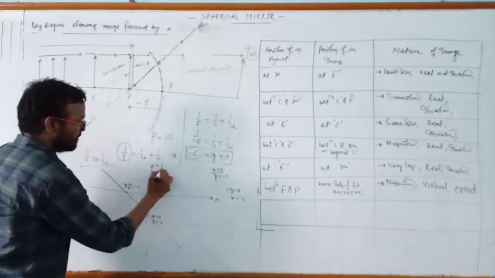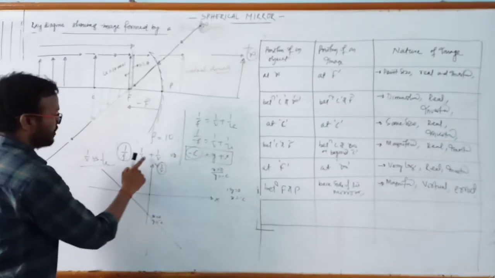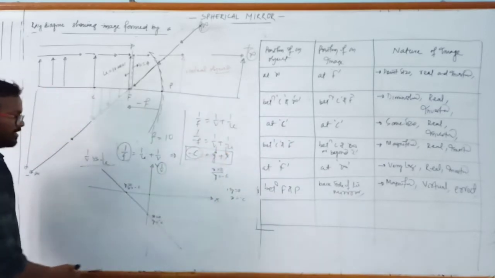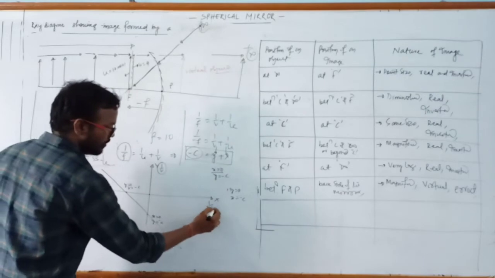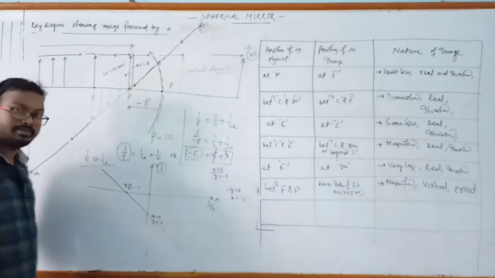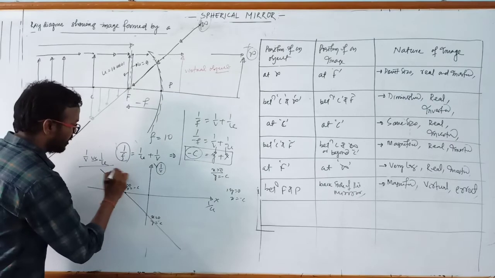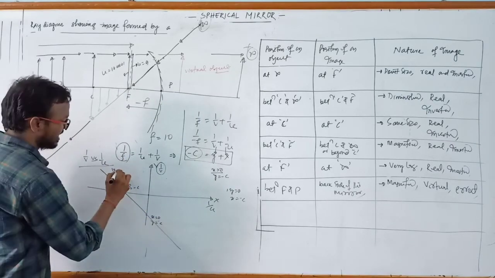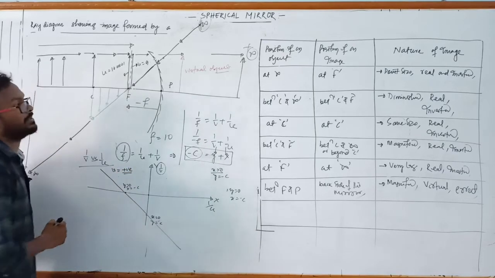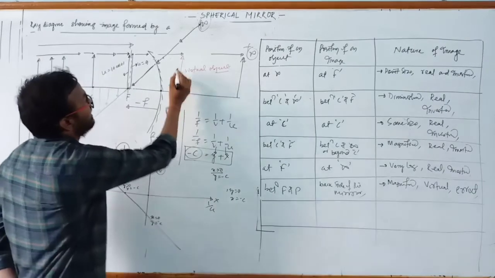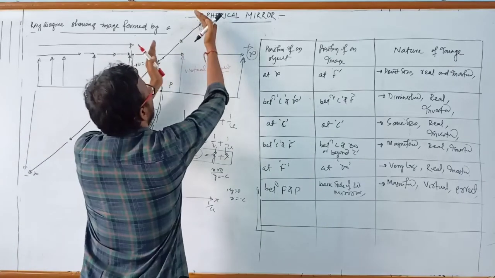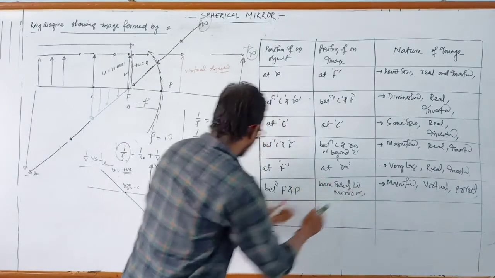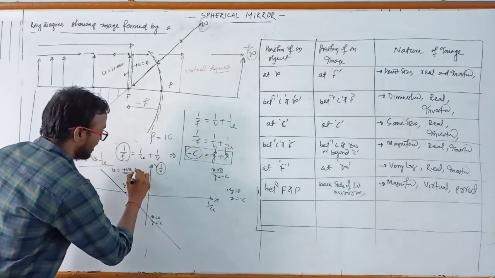And here 1/v, because we take this as y, and this as u. Clear? So here 1/v and here 1/u. This is the 1/u and 1/v graph. So here v is positive in the first quadrant, second, third, fourth quadrant. In the first quadrant v is positive, that means here we get a virtual image at the back side of the mirror. So here we get a virtual image.